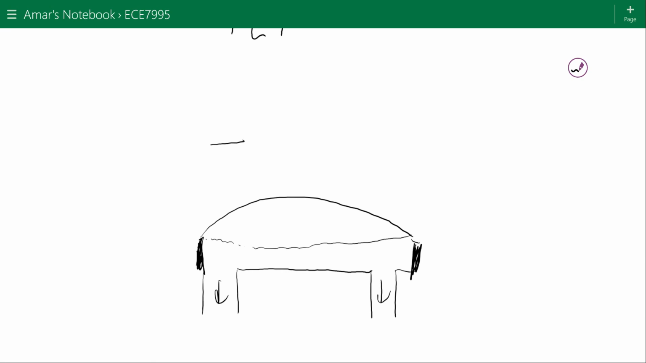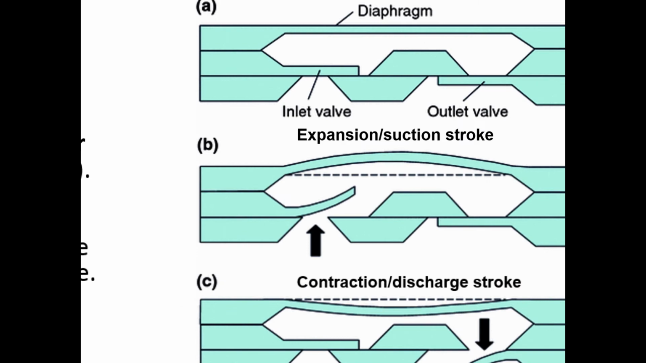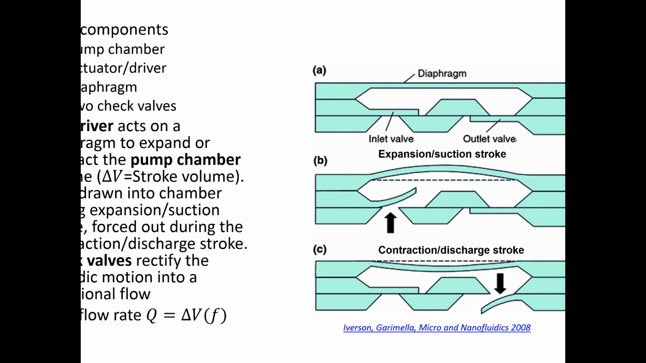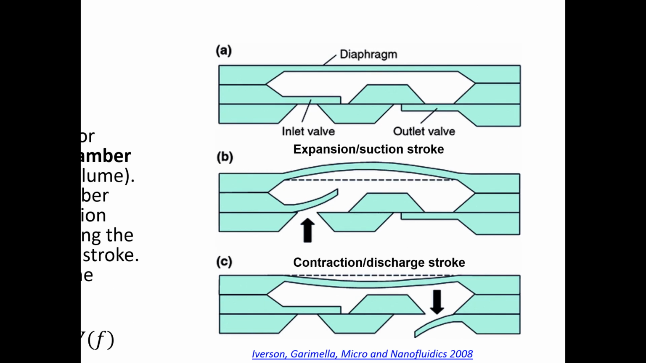So the check valves play a very important role. Let's go back to this. In this diagram, you can see that the check valves only allow flow in one direction. During the expansion, or the suction stroke, the inlet valve curls up. It allows flow to go into the chamber. But notice that the outlet valve is closed. So you're only getting flow into the chamber.